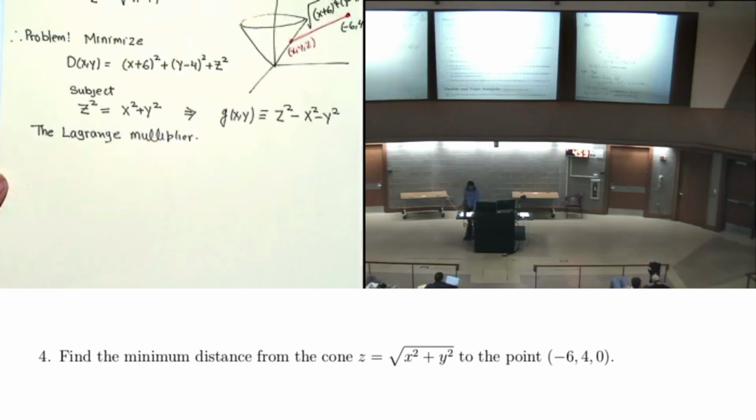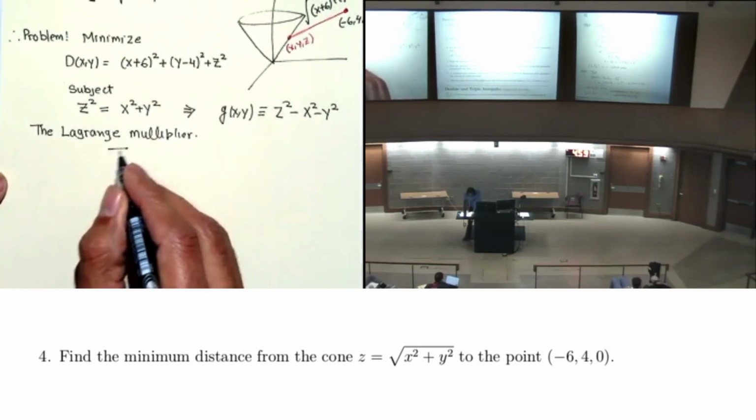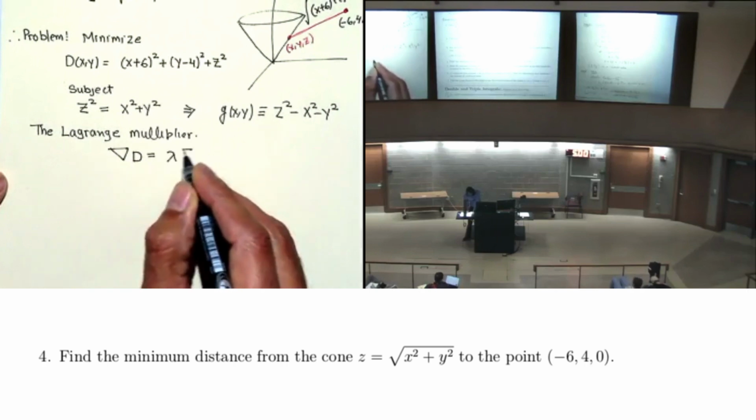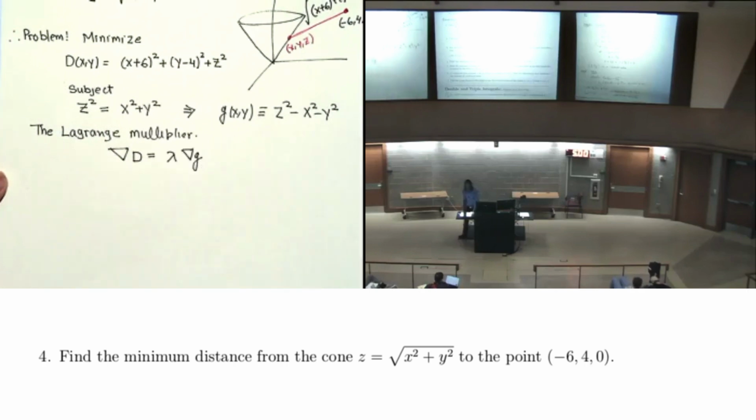Lagrange said the gradient of my d is equal to a scalar multiple of the gradient of my g. The gradient of the function I want to minimize equals lambda times the gradient of g. That equation will give you the critical values, and these critical values will be maxima or minima. Because this problem is very real-life, you don't have to check whether it's a maximum or a minimum, it will give you one. So these are the Lagrange conditions, from Europe.